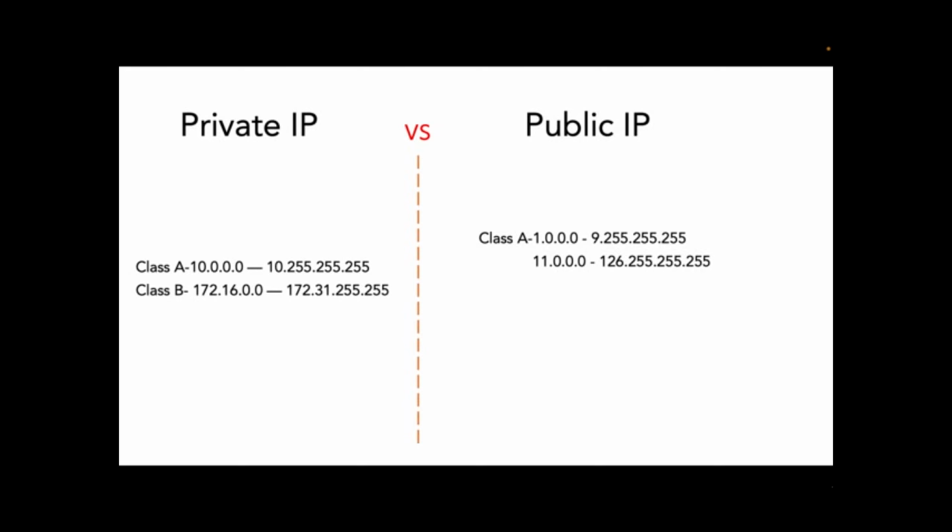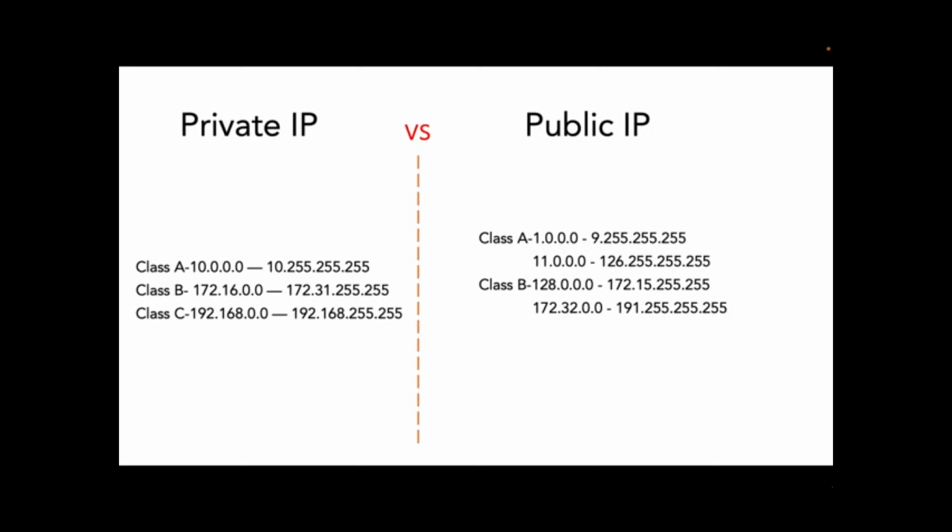Similarly, in class B, for private we have 172.16.0.0 till 172.31.255.255. Similarly, for public, if you exclude the class B private IP addresses, you have all the available range 128.0.0.0 till 191.255.255.255.